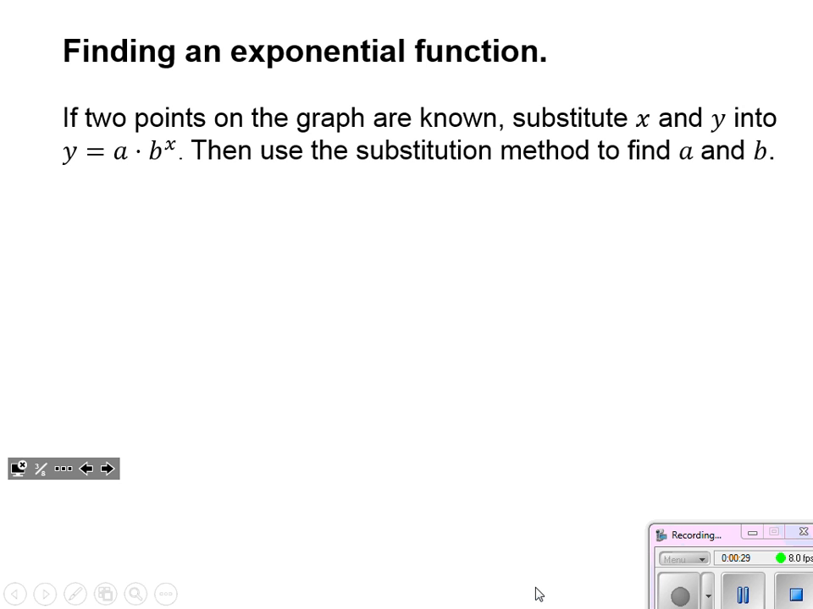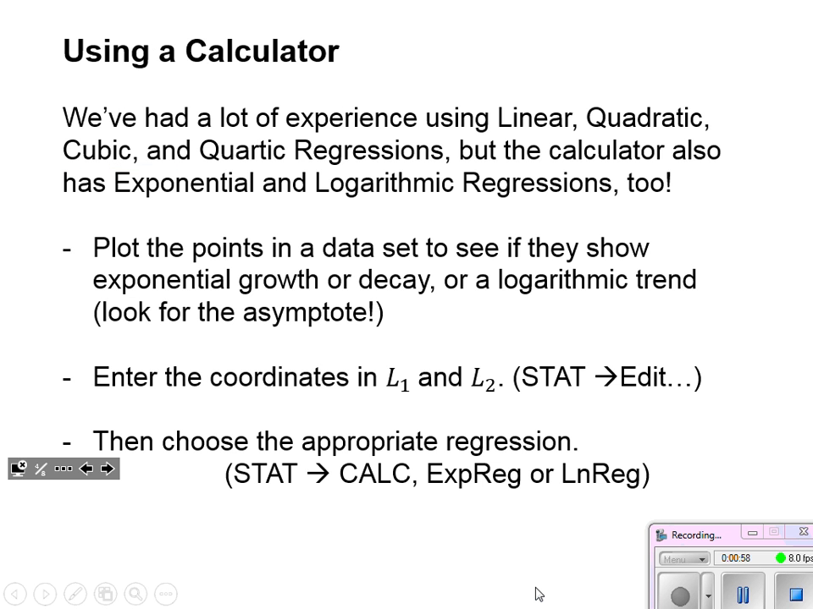The first type, finding an equation for an exponential function if we just know a couple of points on the graph. Well, how we make that work is we use this parent exponential function, y equals a times b to the x. And then if we know x and y, a couple of ordered pairs, we can set up a little mini system of equations and then use substitution to find the a and b values for our desired output, our desired equation.